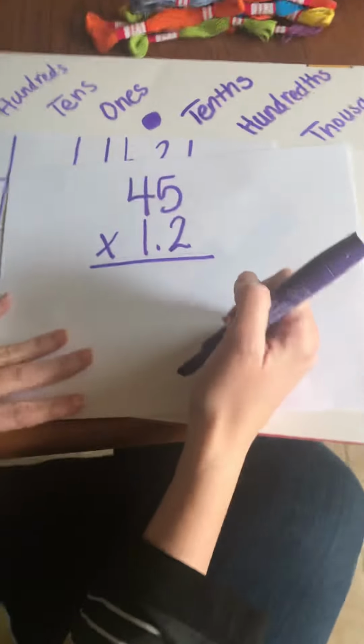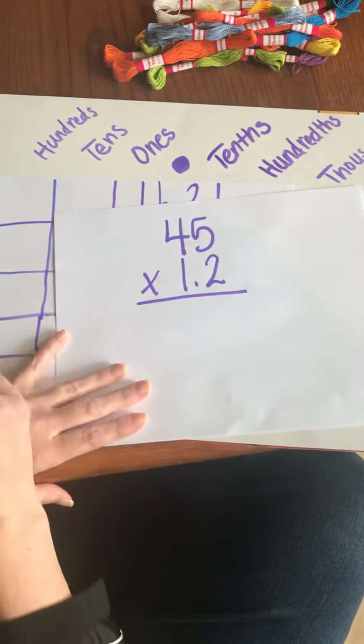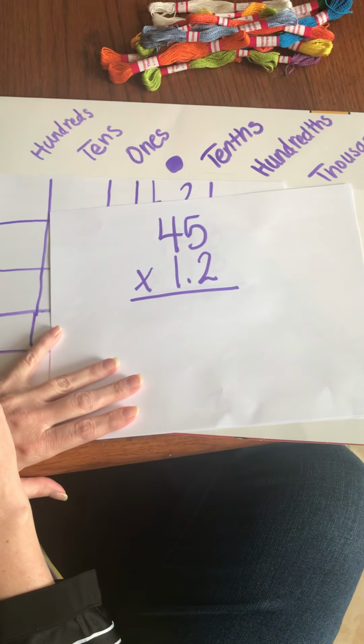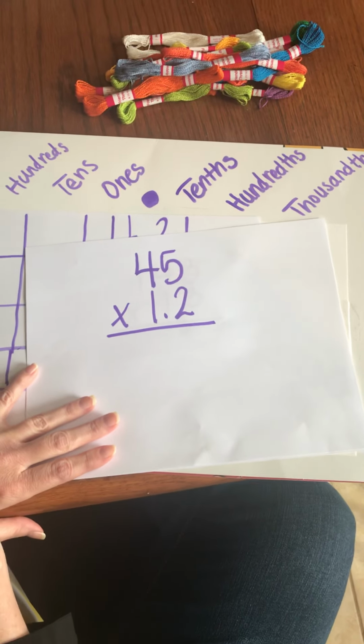Hi everybody. Today we're going to multiply with decimals. So we're going to do a problem together, and this first one is 45 times 1 and 2/10. So what I'm going to do is multiply like I would with whole numbers.